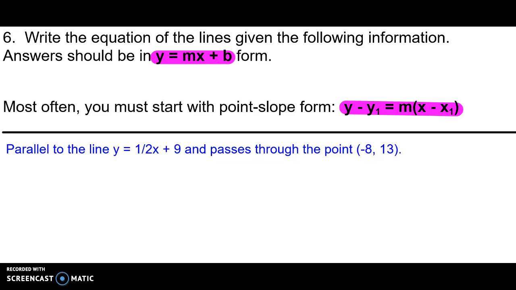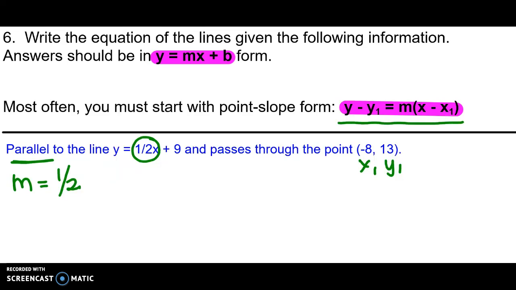All right, this one says, write the equation of a line parallel. Now remember, back in the first video, we discussed that parallel lines have the same slope. So it gives us a line y equals 1/2 x plus 9. So if we're going to be parallel to that line, we know that our slope has to be 1/2. And we need to pass through the point negative 8, that's our x1, and positive 13. That's our y1. And now we're ready to plug everything into our point slope form.